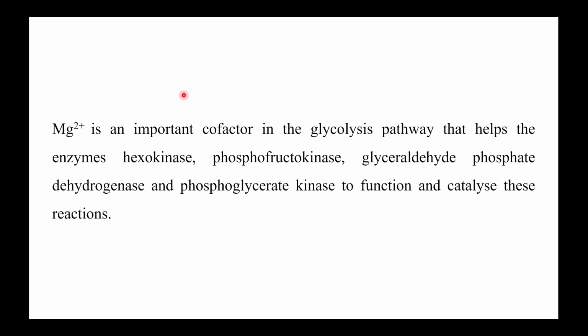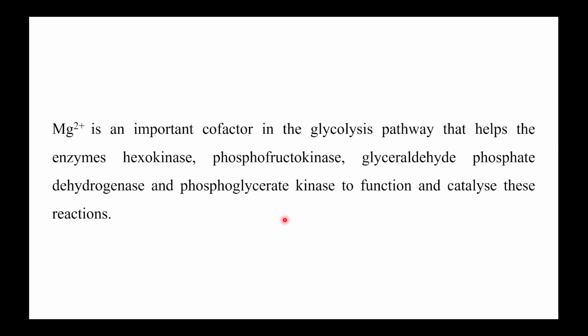It is an important cofactor in the glycolysis pathway that helps the enzymes hexokinase, phosphofructokinase, glyceraldehyde phosphate dehydrogenase, and phosphoglycerate kinase to function and catalyze these reactions. So total four enzymes: hexokinase, phosphofructokinase, glyceraldehyde phosphate dehydrogenase, that is GAPDH, and phosphoglycerate kinase. Four enzymes are having Mg2 plus as a cofactor. They use Mg2 plus as a cofactor.